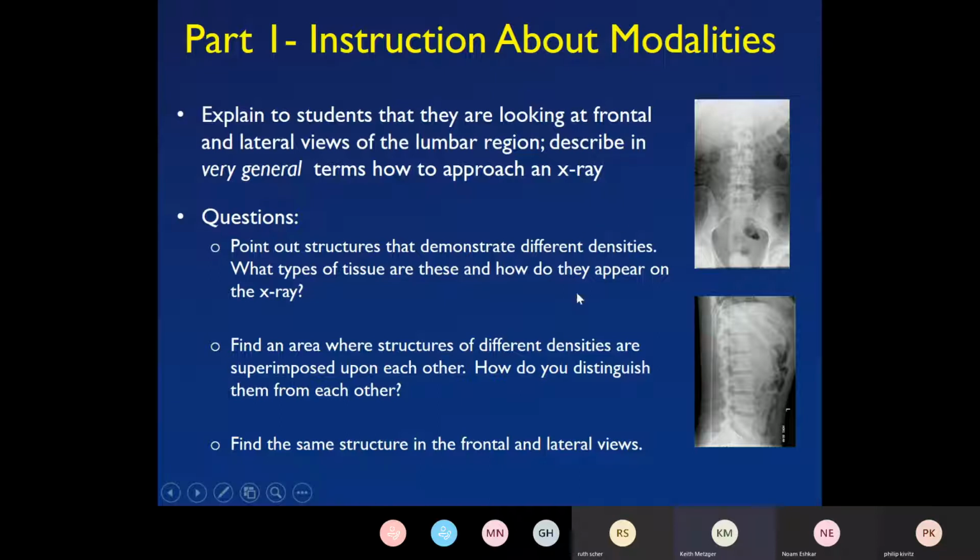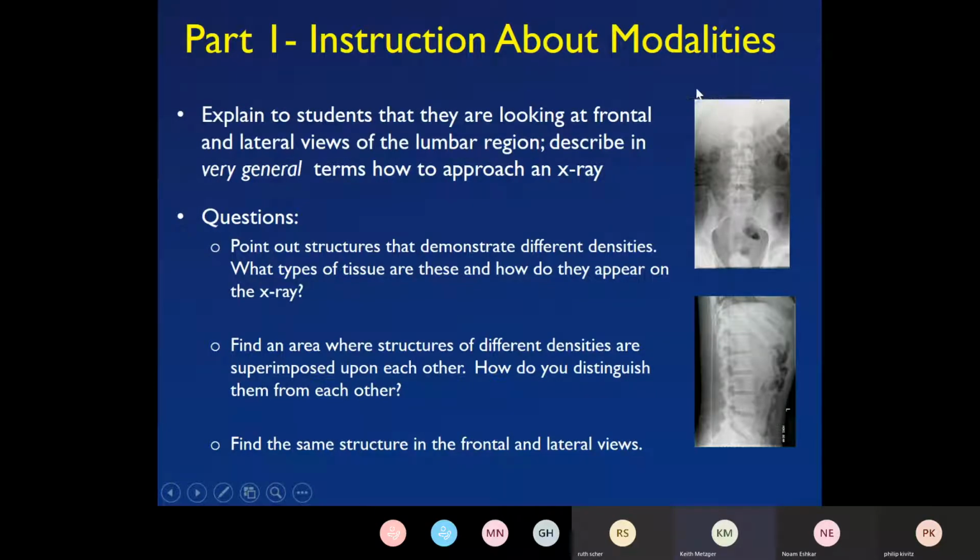I'd like you to point out some structures that demonstrate different densities. What types of tissues are these potentially, and how do they appear on the X-ray? Okay, so our goal there is pretty simple. We want them to be able to understand that there are things that are dense and things that are less dense, and things that are less dense are going to be dark, and things that are more dense are going to be white or light.